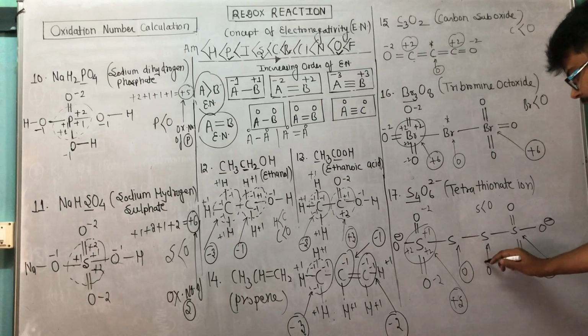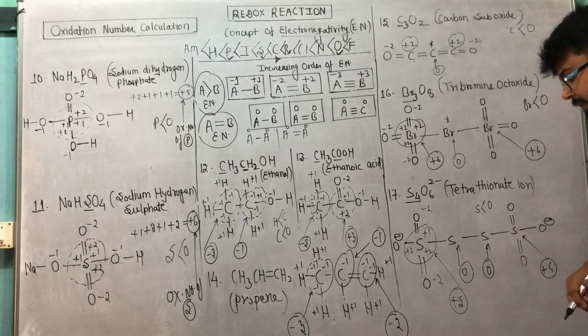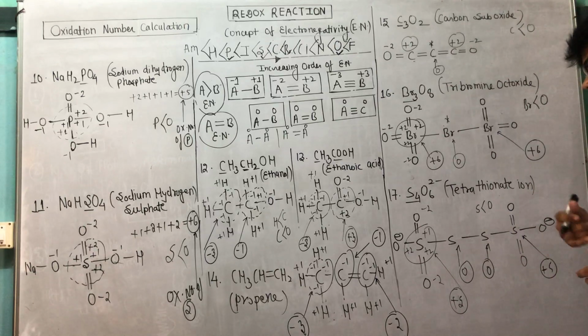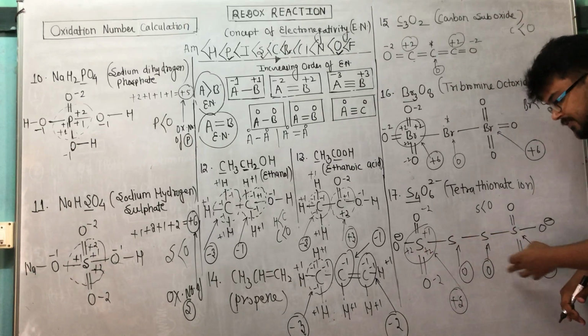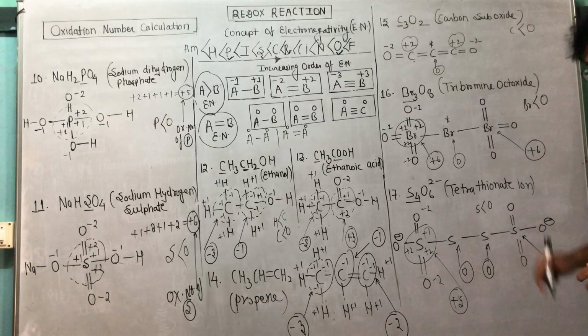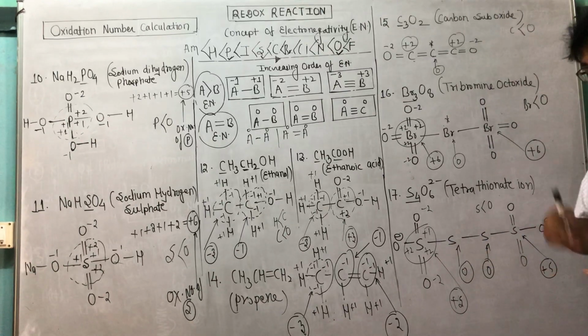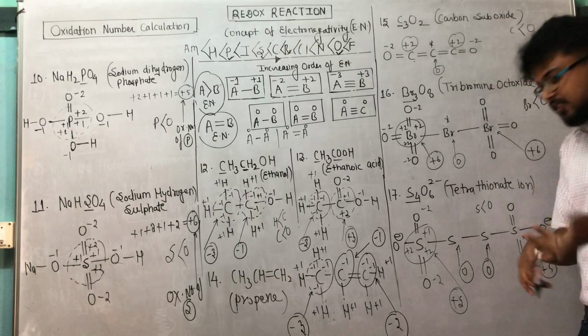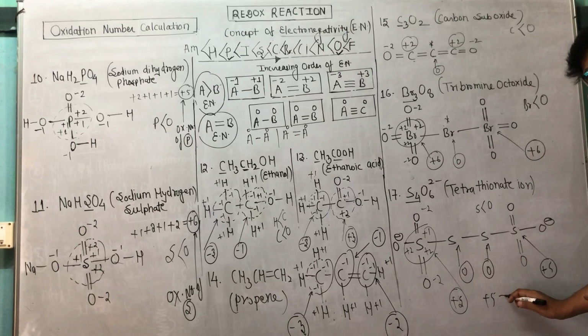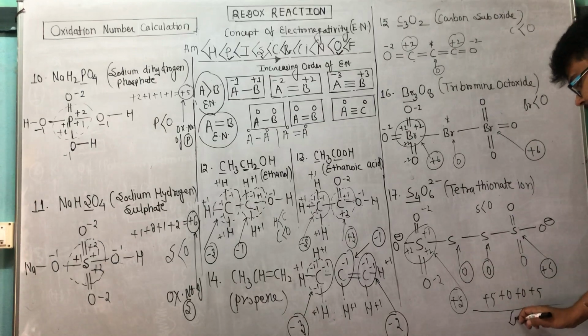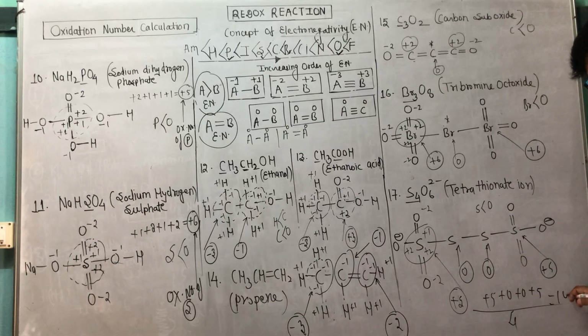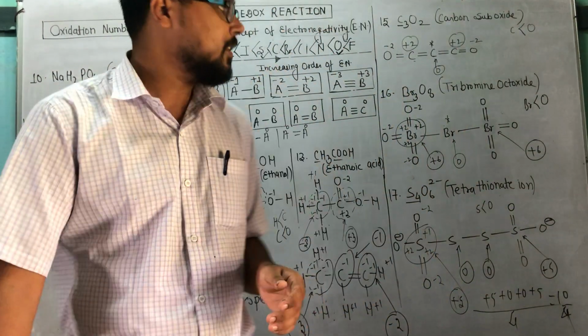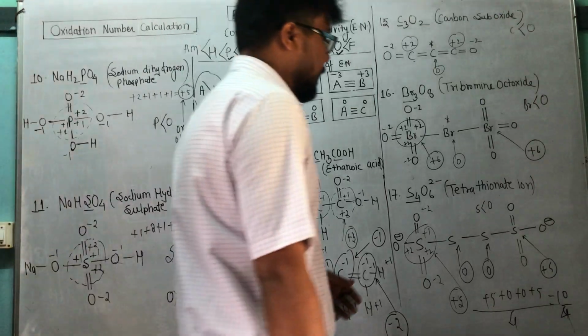Students, this question was already asked by IIT. What is the ox number of sulfur? For 2 sulfur it is +5, for the next 2 sulfur it is 0. So the difference of ox number of 2 different sulfur, +5 and 0, the answer is 5. Correct? Or the average ox number of sulfur: +5, +0, +0, +5, because there are 4 sulfur, therefore I will divide by 4. So the answer is what? 10 divided by 4, the answer is 2.5. Correct?